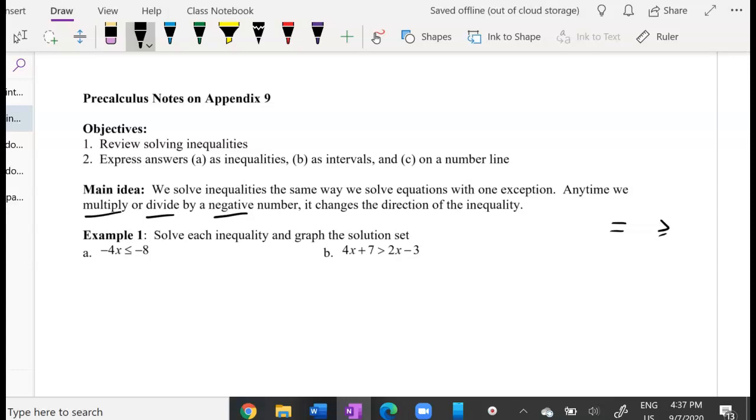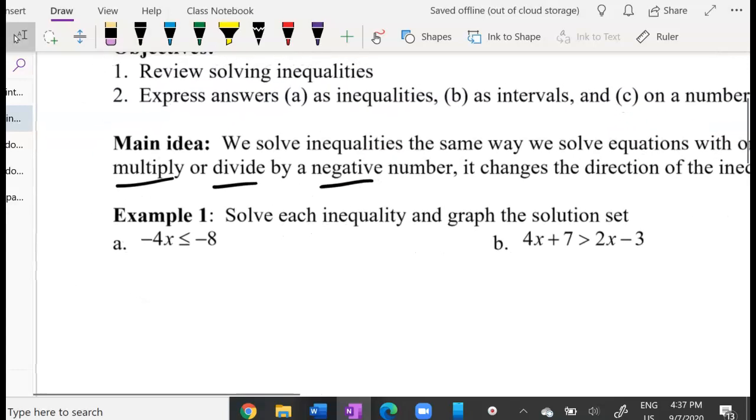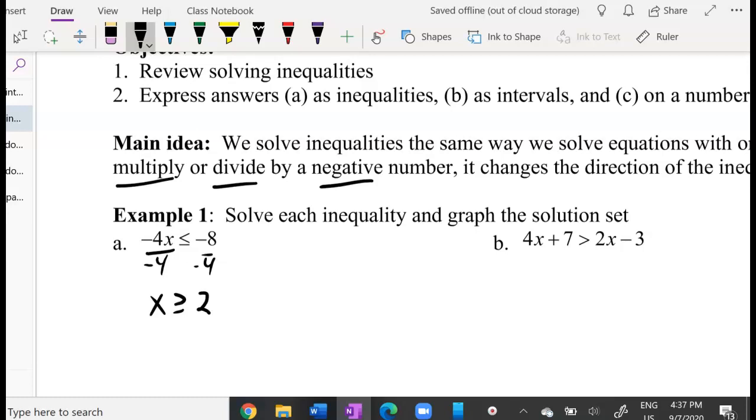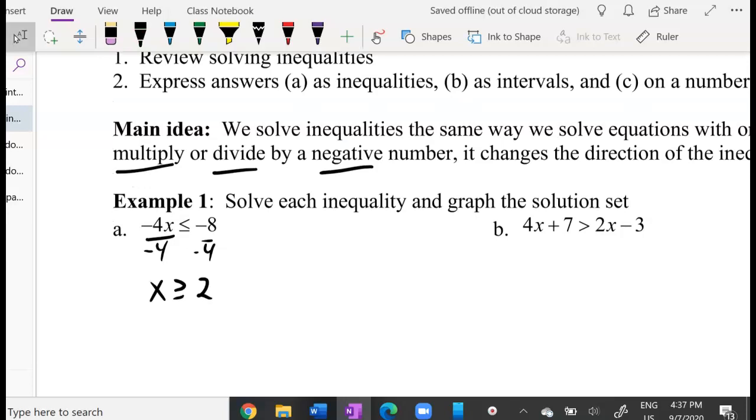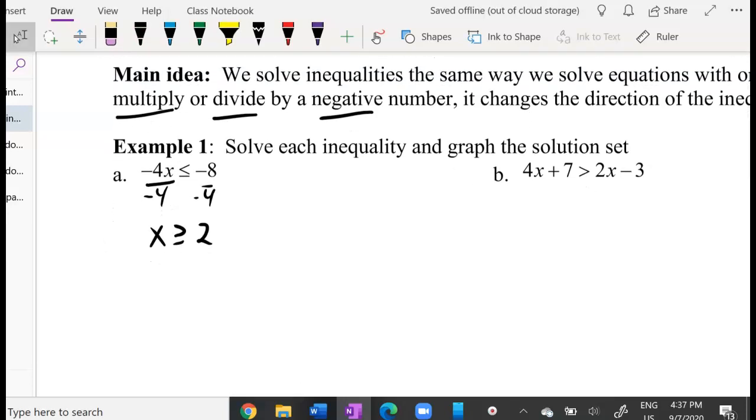Okay, so let's look at this first one, and right off the bat, we do see a situation where we do have a negative that we have to divide by. So that's our first step here, and when we divide by that -4, we just have to remember we just get x by itself, but we change the direction of the inequality. -8 divided by -4 is 2. And so as an interval, this is x is greater than or equal to 2.